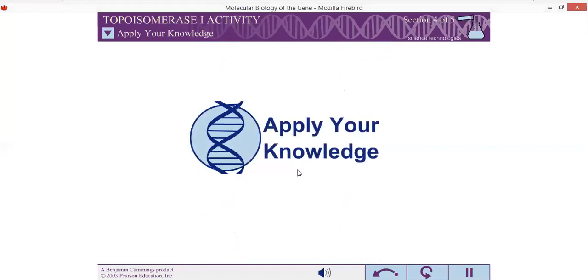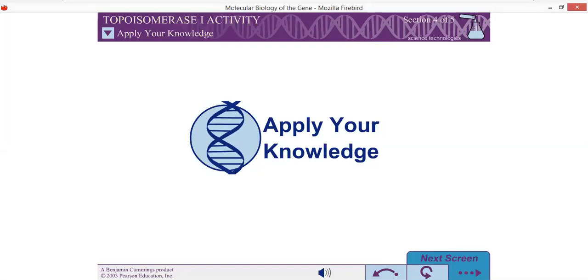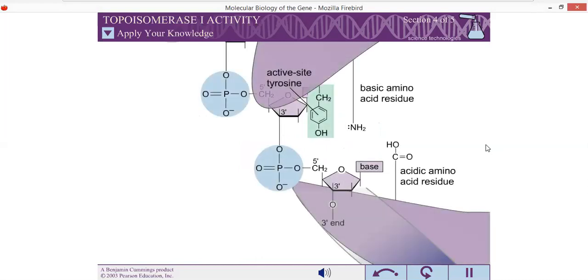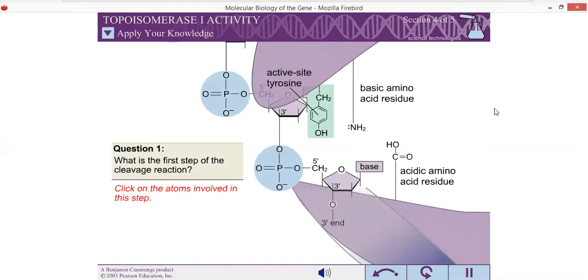How well did you learn the mechanisms of the reactions catalyzed by type 1 topoisomerases? In this section, you will find out. This is all about type 1 topoisomerases, how type 1 topoisomerases act. So they are going to increase the linking number by 1. Question 1. What is the first step of the cleavage reaction? Click on the atoms involved in this step. Now see how the cleavage reaction is going to happen. Question 2. What is the second step of the cleavage reaction?